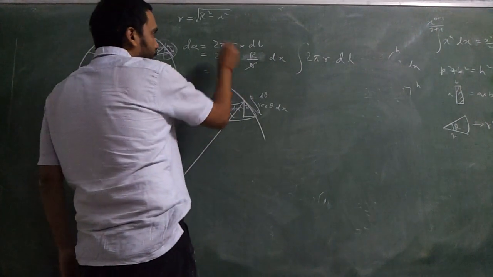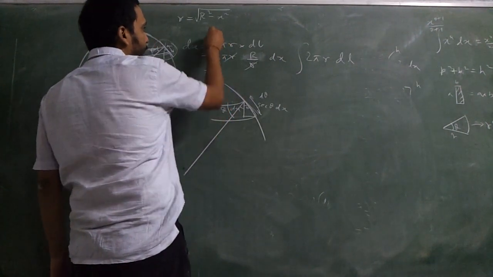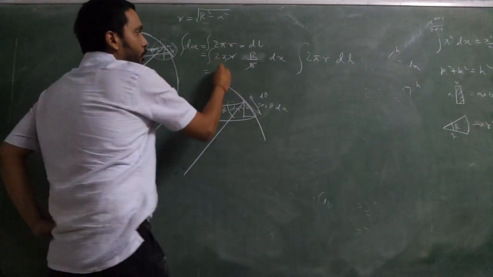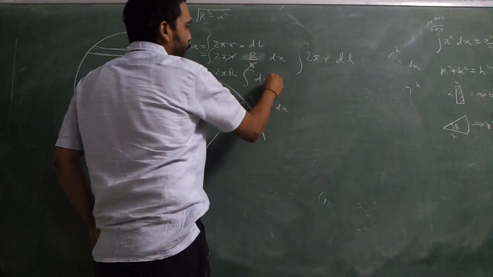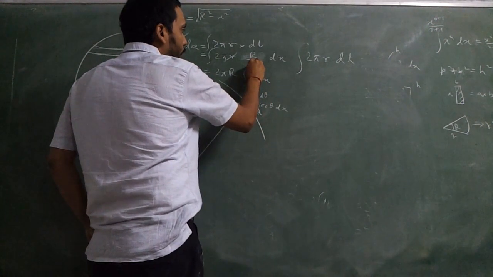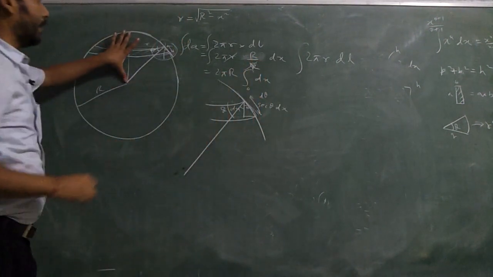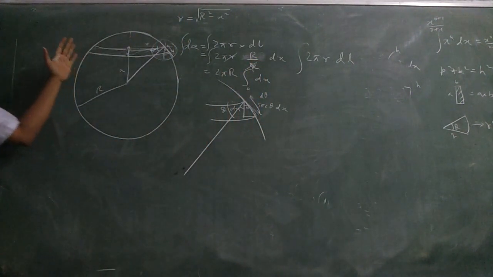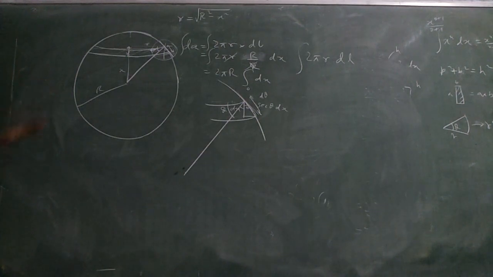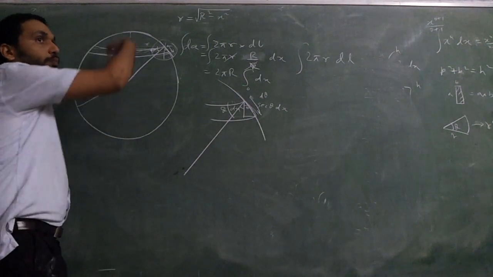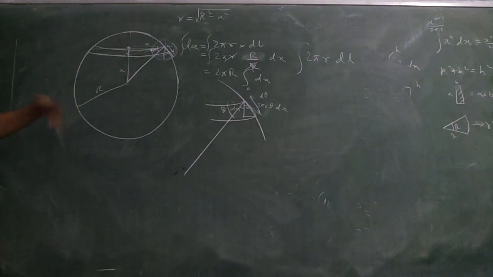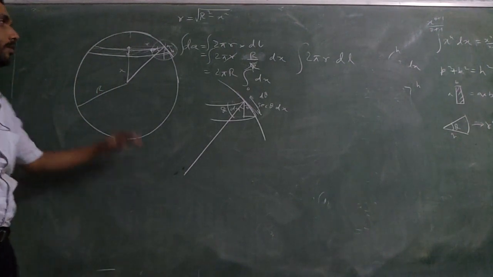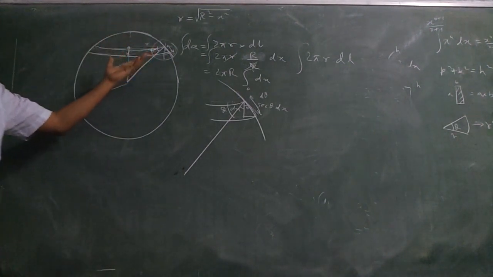So if I integrate, then 2 pi capital R is constant. Integrate your dx from 0 to capital R to get half the hemisphere and double it. Or if you want to get the whole thing, the integration is from minus R to plus R, you will get the whole thing. Okay, it is always better to do 0 to R and double it because it is a symmetric figure.